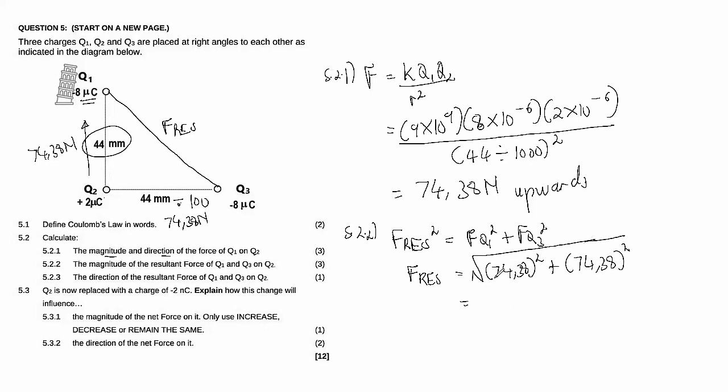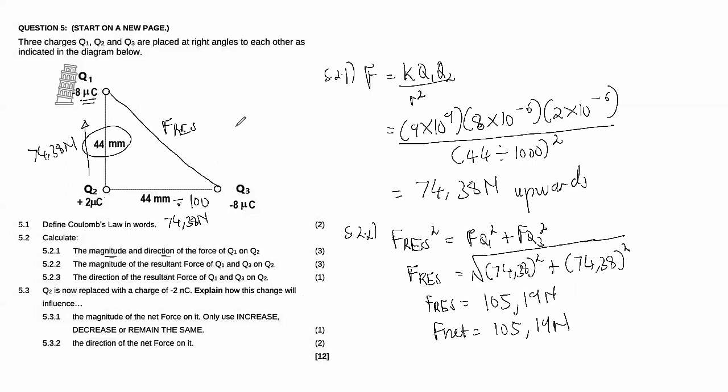Now, having calculated all of this, we find that our resultant force or our net force is 105.19 newtons, right? So you can say it's the resultant or the F net, right? Then 105.19 newtons. Right, now 5.2.3 says the direction of the resultant force of Q1 and Q3 on Q2.